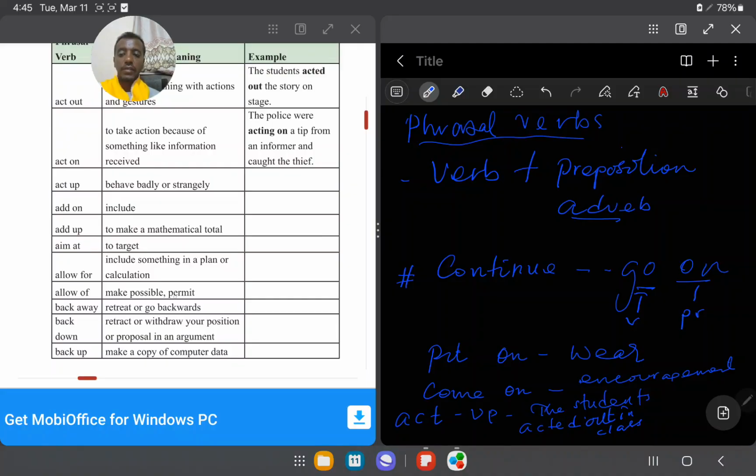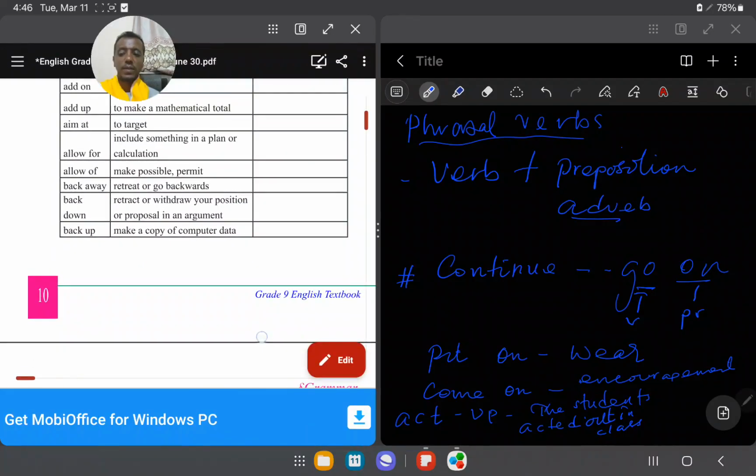Aim at means to target. Add up means take a mathematical total. My friend added up some mathematical problems. Add up means addition and subtraction. Add on means include. Aim at means target. So you can give your own example.